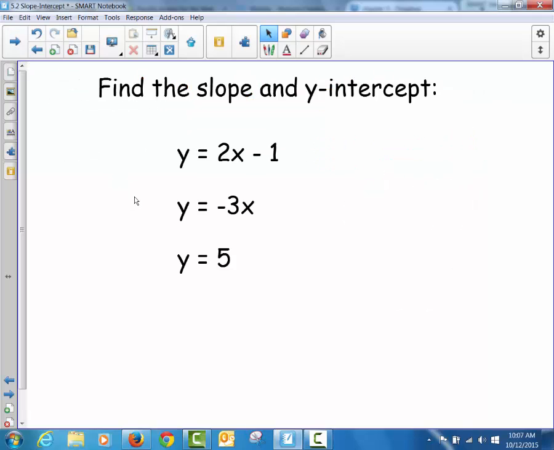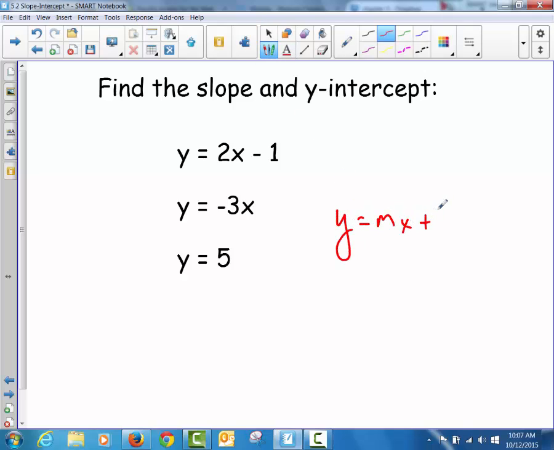Find the slope and y-intercept of these slope-intercept formed equations. Okay, so this equation, y equals 2x minus 1. Remember, let me write this down for you. It's y equals mx plus b. M is the slope, b is the y-intercept. So tell me the slope of this line. Correct, the slope is 2. And the y-intercept? Now you got to be careful here. It's not 1, it is -1.